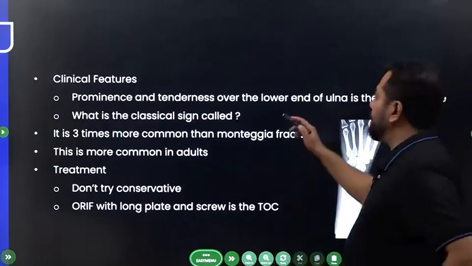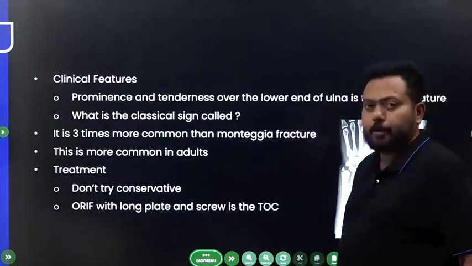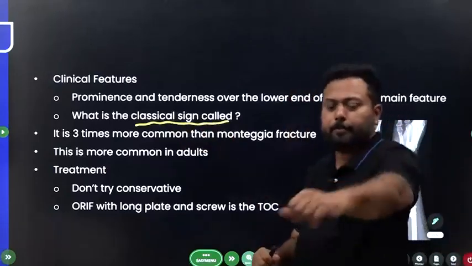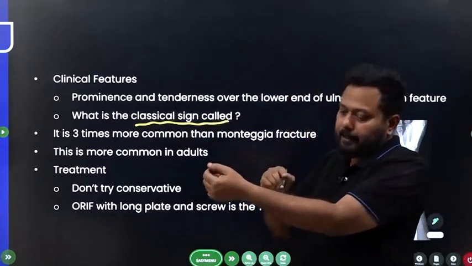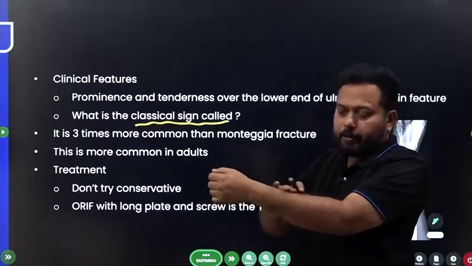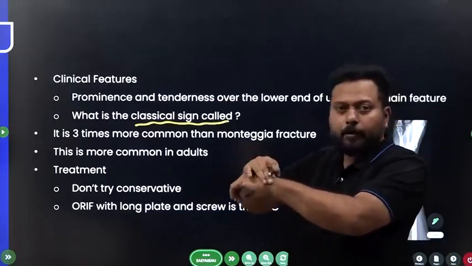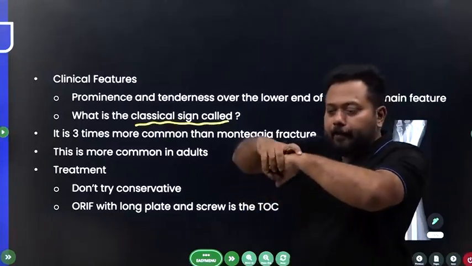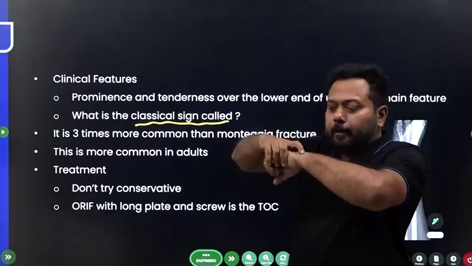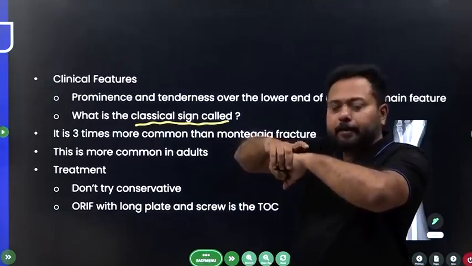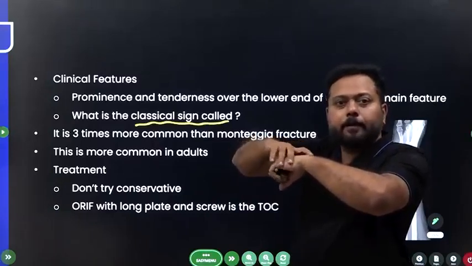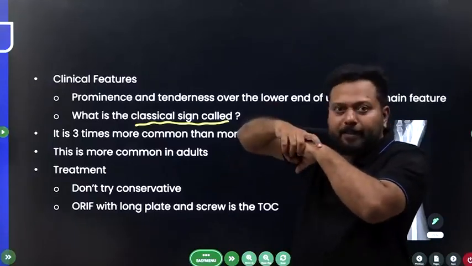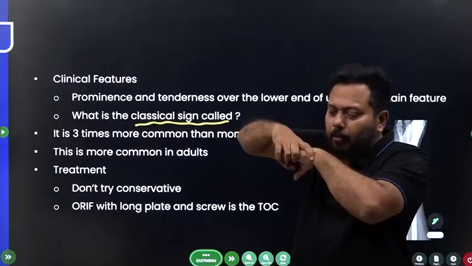Prominence and tenderness of the lower end of ulna is the main feature. What is the classical sign called? Please listen to me. Look at me. What is happening in Galeazzi? The lower third radius is gone, radial fracture. Distal radioulnar joint is gone. So, in this position, normally when I press the ulnar styloid, nothing happens because my distal radioulnar joint is intact. If my distal radioulnar joint is disrupted, when I press the distal ulna, it will go down.